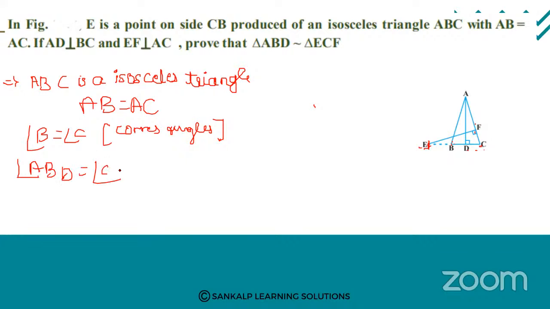ABD means what? AB, when B is equal to C, that can be written as angle ABD is equal to angle ECF. That means we are saying B and C are equal. So angle ABD is equal to angle ECF.